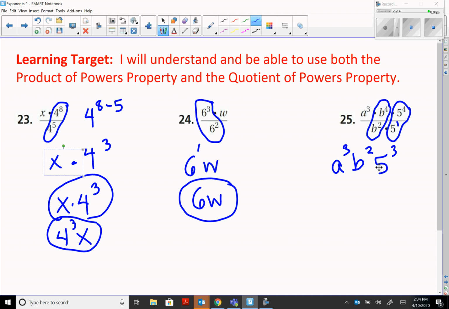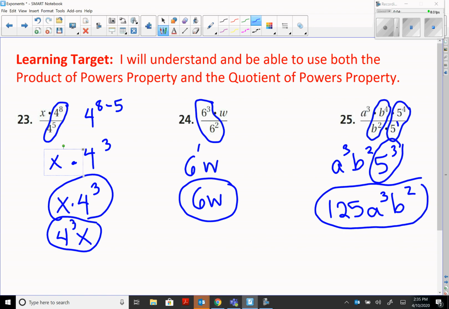Now, I didn't actually give you any specific directions on this assignment that said simplify, but if it doesn't say leave your answer as a power, I could go ahead and simplify 5 to the 3rd power. Because I know that 5 to the 3rd power is 5 times 5 times 5, which is 125. So my final answer is 125, a to the 3rd, b to the 2nd. If it said leave your answer as a power, it would be this. But if it didn't say leave your answer as a power, it would be this.